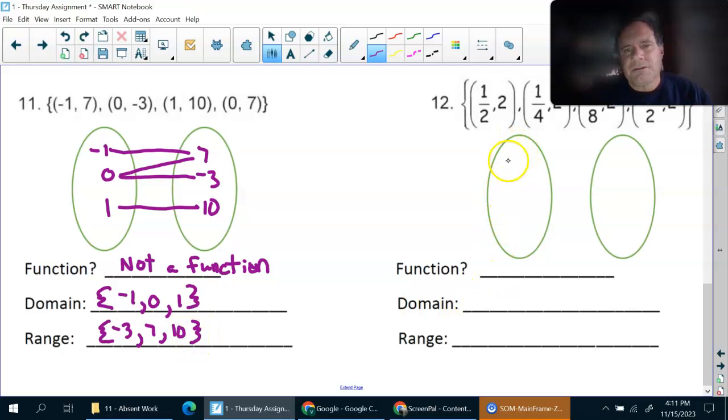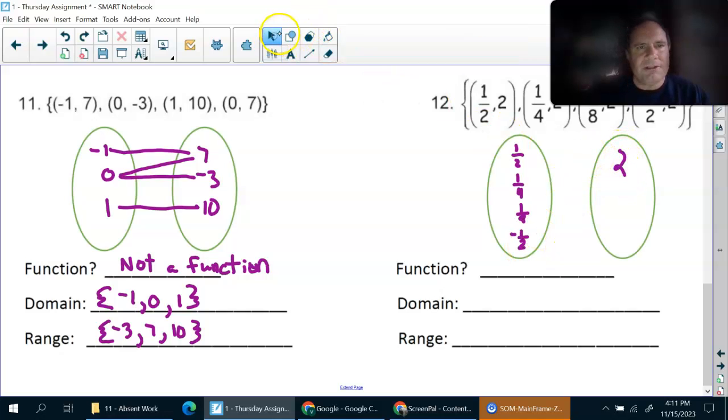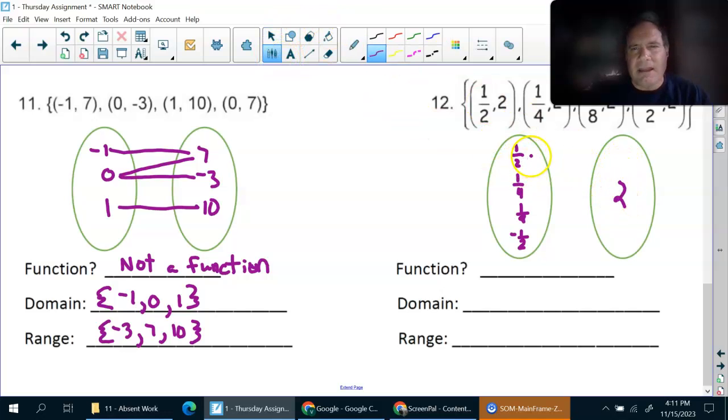For this, we're going to put a half, 1/4, 1/8. We'll squeeze in -1/2. And then we're going to have 2 listed only once because 2 is repeated. So we're going to put that right there. And every single one of these goes to 2. This is a function.